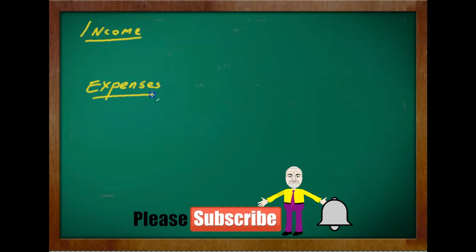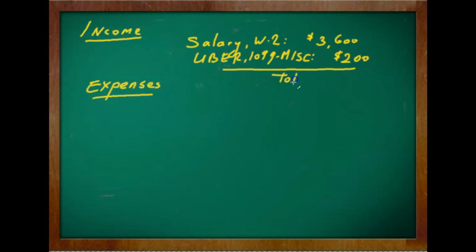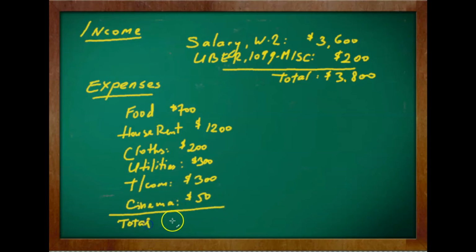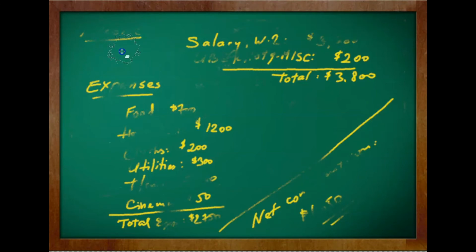Here are the parts for income. Salary, W-2, $3,600. Uber, 1099 MISC, $200. Total income is $3,800. Now, let's fill in the expenses. Food, $700. House rent, $1,200. Clothes, $200. Utilities, $300. Telecommunication, $300. Cinema, $50. Total expenses equals $2,750. Net contribution is $1,050. Let's have some fun with accounting now.